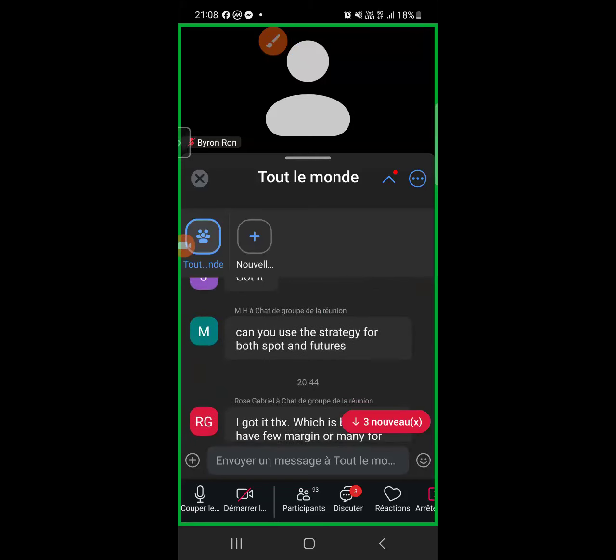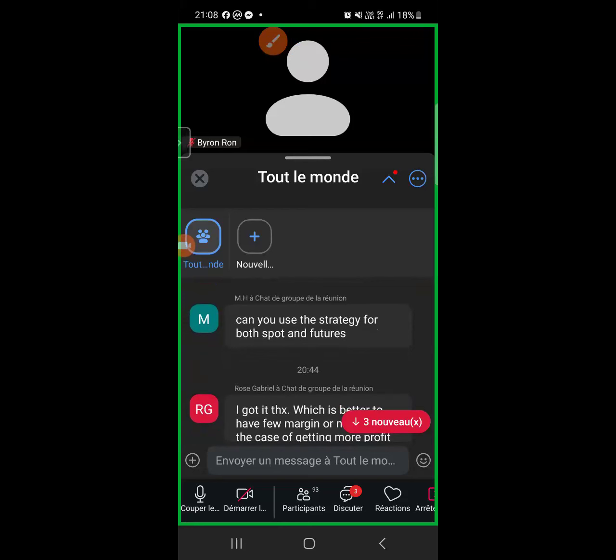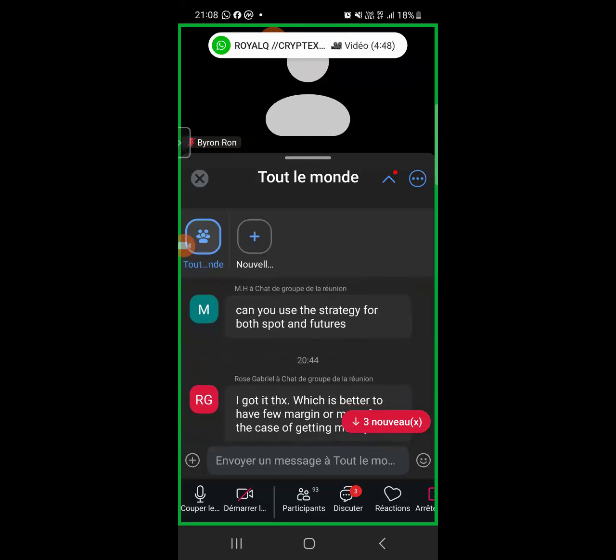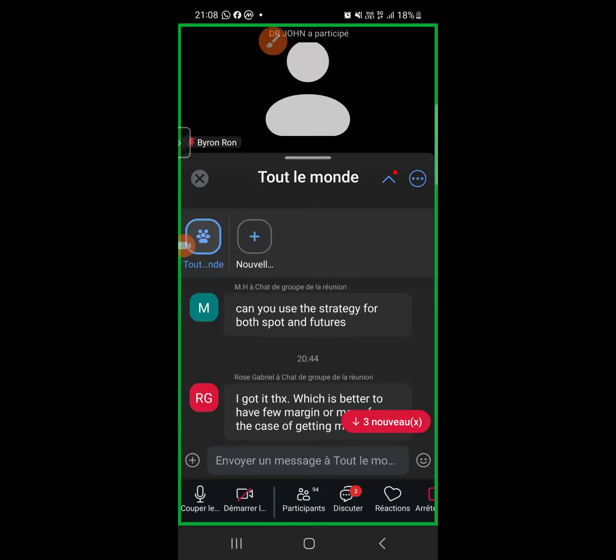Can you use the strategy for both spot and future? You can use it for both spot and future, but in future, remember it is fire. So if you are setting your strategy, remember in your future account, you have to make sure to have maintenance amount of money, meaning I'm maintaining the trade if it is going against me, for me to push back the liquidation price to the current price.